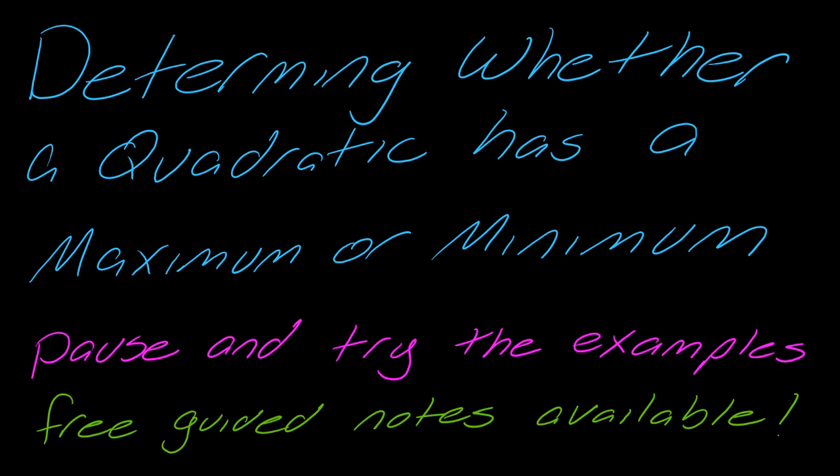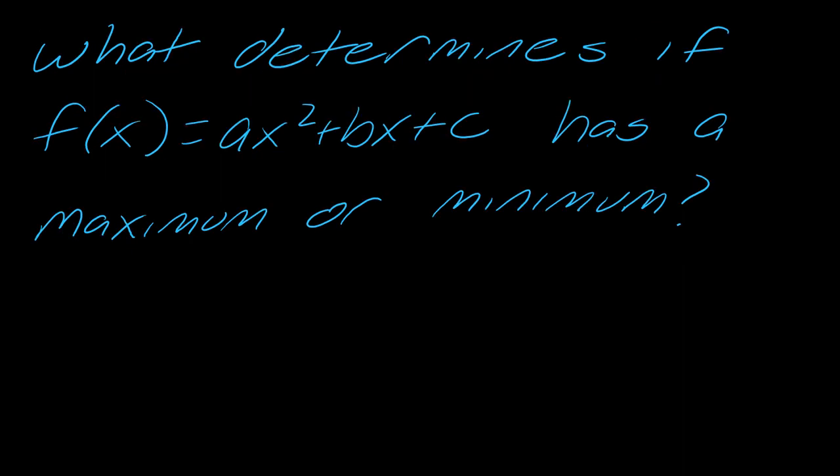So let's get started. What determines if our quadratic, of the form ax squared plus bx plus c, has a maximum or a minimum? Well, it really comes down to what happens with the a here. Whatever number is attached to the x squared is going to dictate all of this.